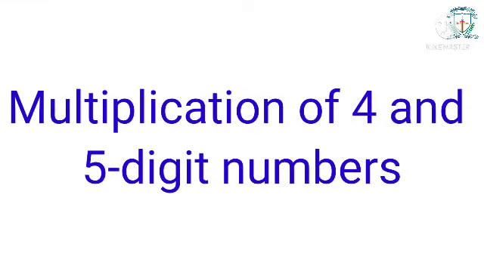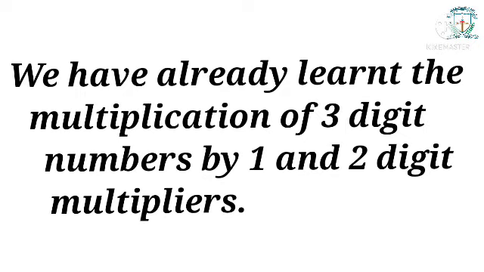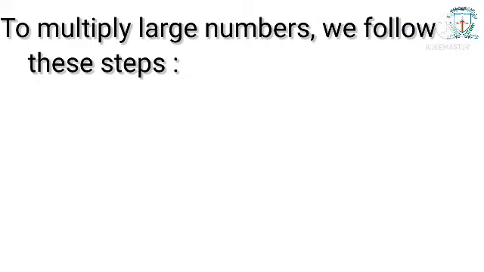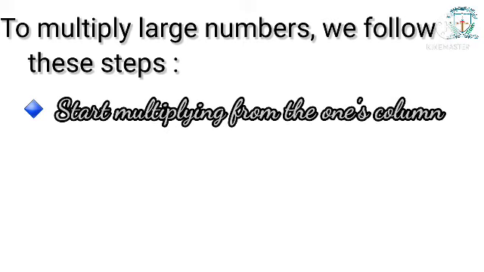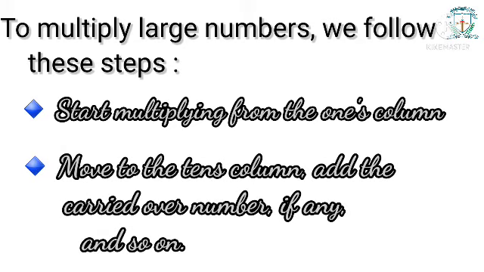Multiplication of 4 and 5-digit numbers. We have already learnt the multiplication of 3-digit numbers by 1 and 2-digit multipliers. In this video, we shall revise the multiplication of 4 and 5-digit numbers. To multiply large numbers, we follow these steps. Step 1. Start multiplying from the ones column. Step 2. Move to the tens column, add the carried over number if any, and so on.